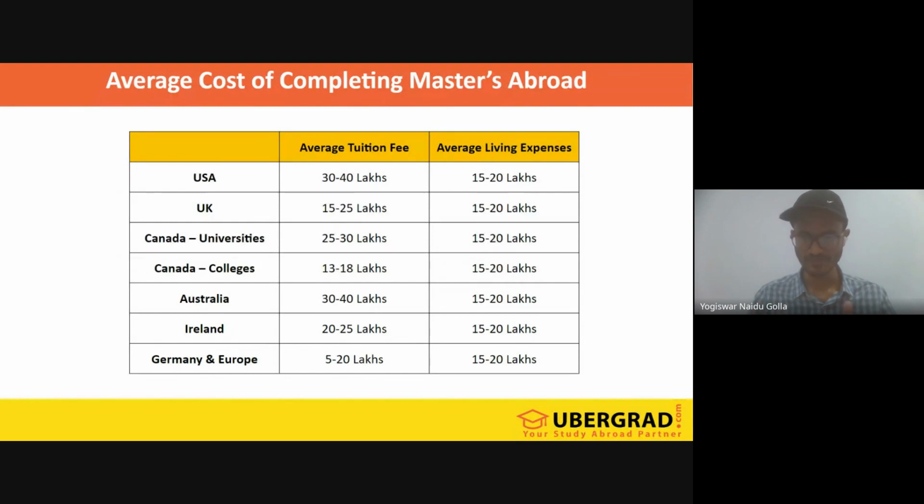It stays in the same bracket. Ireland is 20 to 25 lakhs usually, and for Germany and Europe, for opening the blocked account, you have to deposit money in a bank account before going abroad, which will be blocked from your side. These are the average tuition fee and the average living expenses for going abroad.